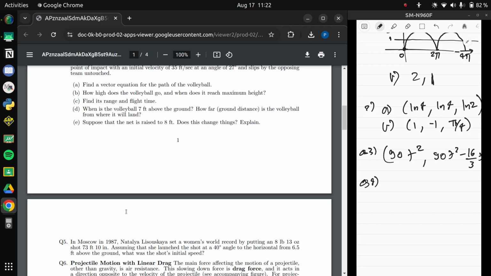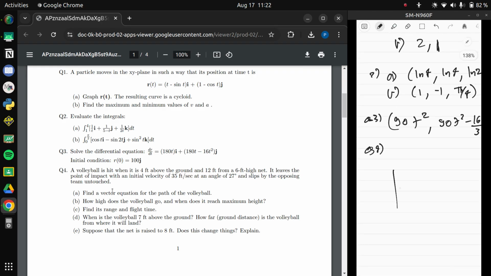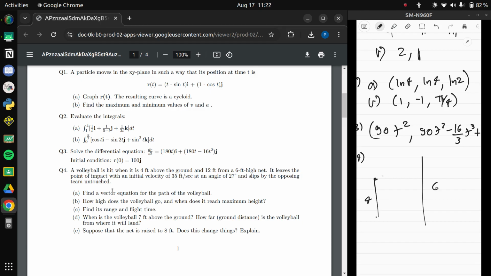A volleyball is hit when it is 4 feet above the ground, and 12 feet from a 6 feet high net. So this is a 6 feet high net, then it's 12 feet away from that. You mean the horizontal distance, right? I'm not sure if it's the horizontal distance. It probably doesn't give us nice numbers. I think this thing is 12. Anyway, it leaves the point 12 feet from a 6 feet high net.